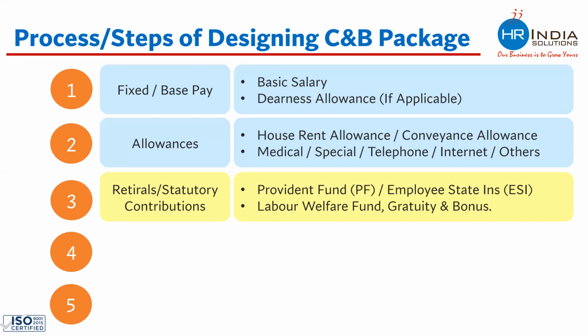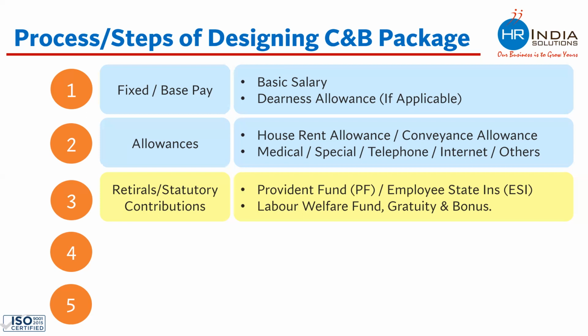And gratuity and bonus are also legal and statutory contribution. So in the third step, you calculate what would be the PF contribution, what would be the ESIC contribution, what would be the labor welfare contribution to government, and how much money would be saved for gratuity and how much money would be kept aside for bonus. This is calculating cost of the company.